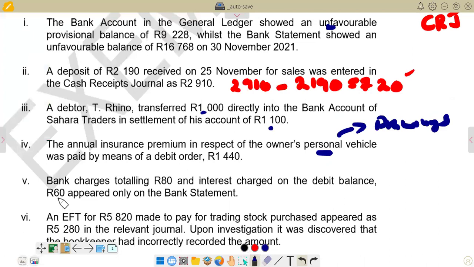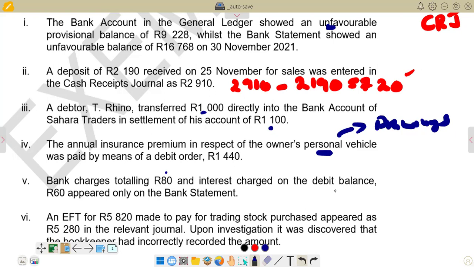So we are now going to item 5, saying bank charges totaling 80 rand and interest charge on debit balance of 60 rand appeared only on the bank statement. So remember, bank charges are charged at the bank, so we can only get to know them when we get the bank statement and see the bill. So bank charges are a deduction on our bank statement, so it is on the debit side of our bank statement. So in our bank account, it should appear on the credit side. So we have to put on the credit side bank charges 80 rand, and also we have got interest charges for the debit balance.